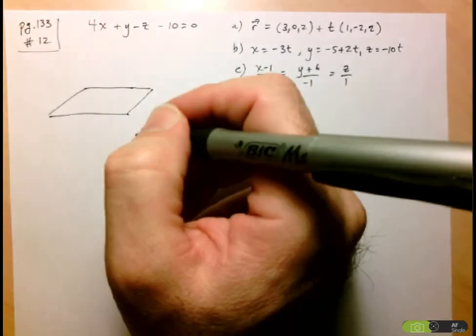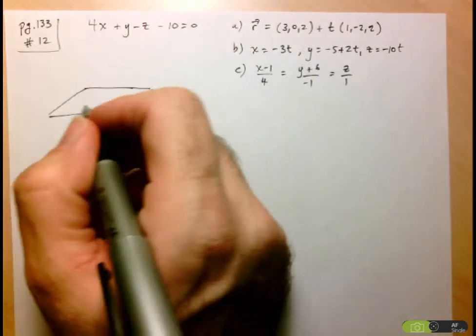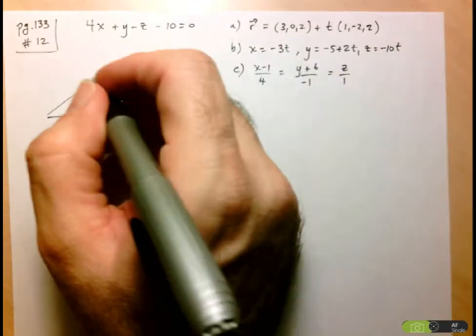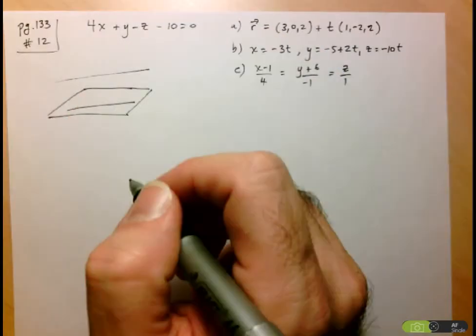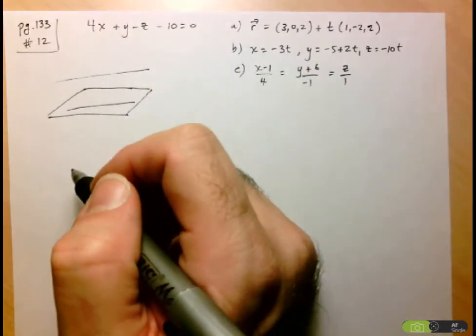So say we've got a plane. Now if a line is parallel to a plane, certainly one option is that it could actually lie on the plane. Of course, it could lie above or below the plane, but still be parallel. Okay, so the question is, how can we tell this?